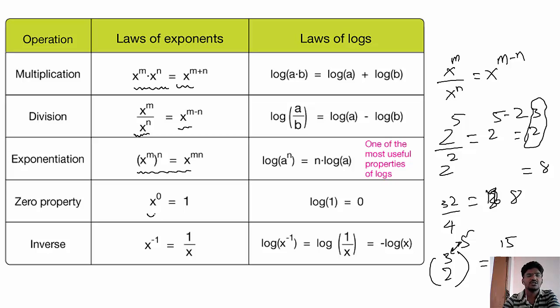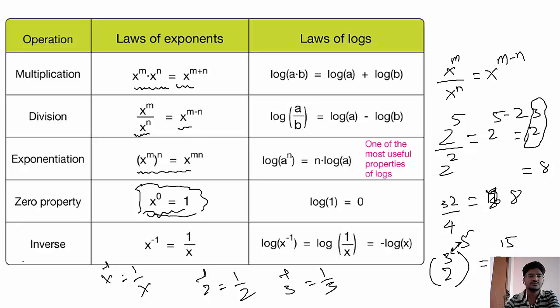Clear? Anyways, x to the power of 0 is 1. Please remember this zero property, that is x to the power of 0 is 1 and x to the power of minus 1 is 1 by x, that is the inverse. 2 to the power of minus 1 can be written as 1 by 2. 3 to the power of minus 1 can be written as 1 by 3. 5 to the power of minus 1 can be written as 1 by 5.